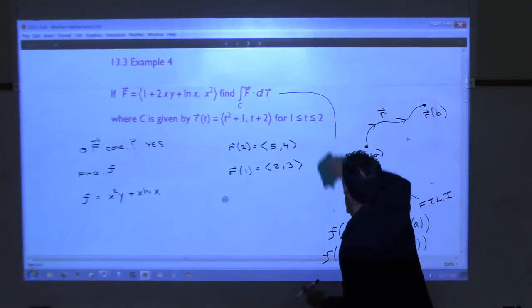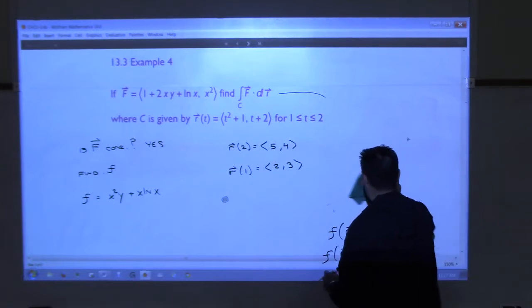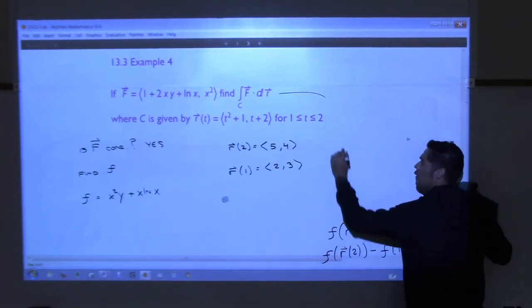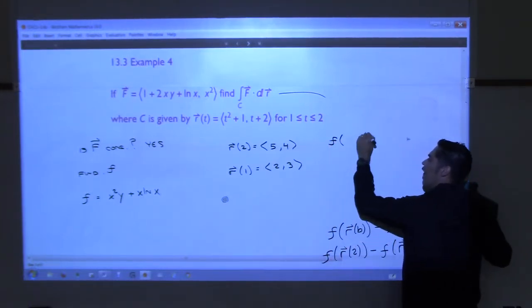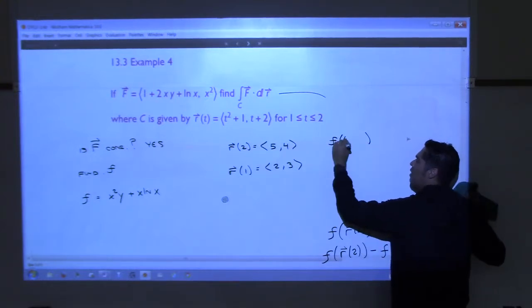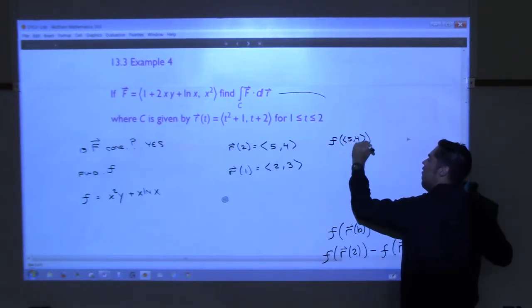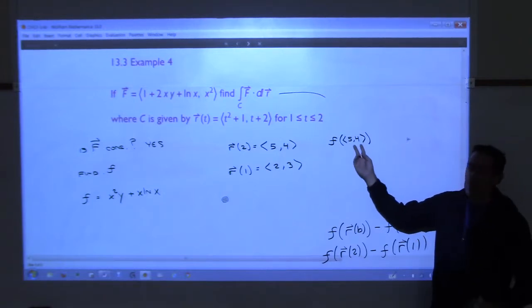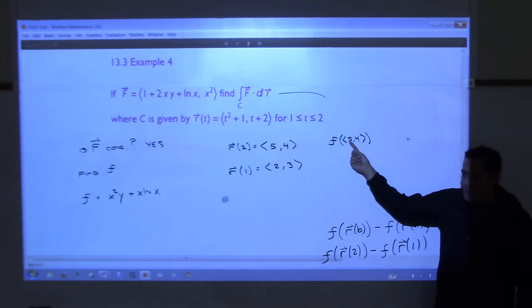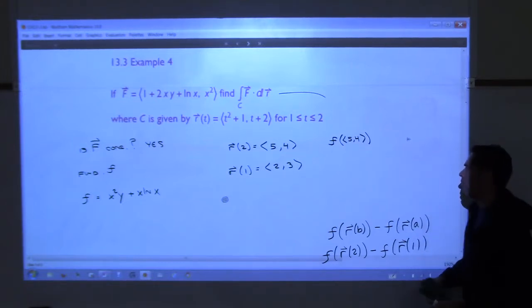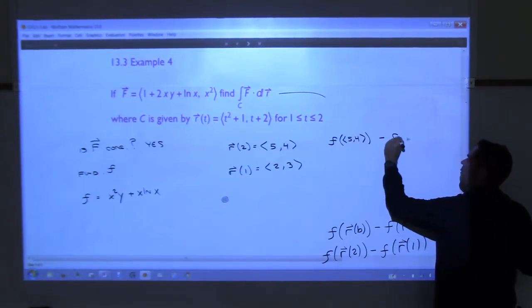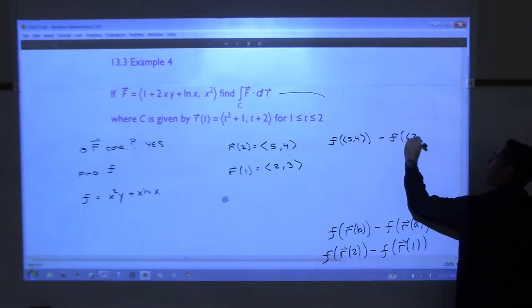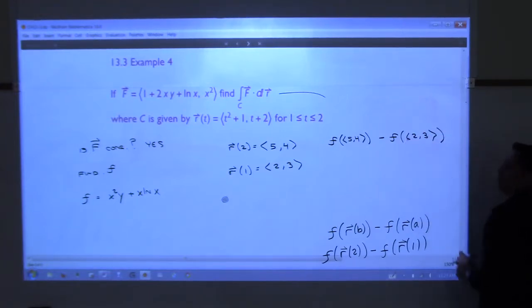What I need to do now is take f right here and evaluate it at r of 2. And this is where I told you in the past, it's a little weird that you're plugging a vector into a scalar function. But what we mean is just plug in 5 for x and 4 for y. This is just notation, right? The meaning of it is just replace x with 5 and y with 4. Okay, minus f of the vector 2, 3. Okay?